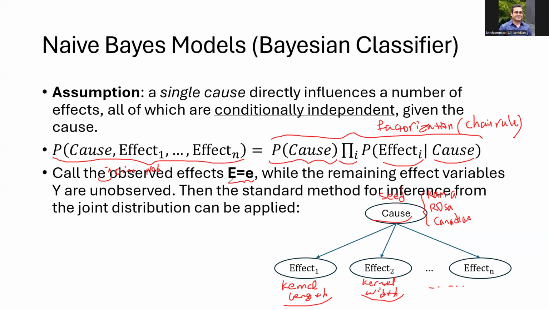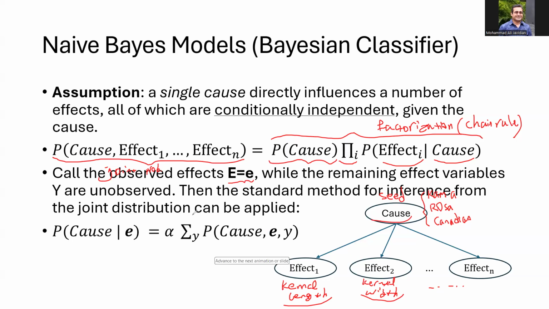So assume in this example we only have kernel length and kernel width. That means technically we are going to ignore the other features. So what does that mean in the language of statistics? That means technically we marginalize out the other observations, that technically we consider them as unobserved variables.